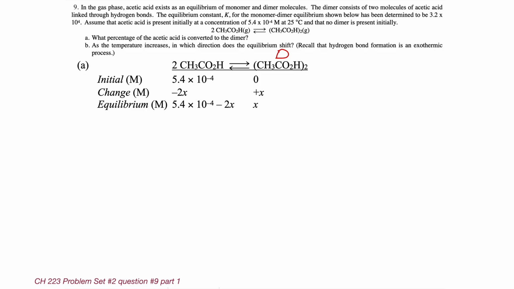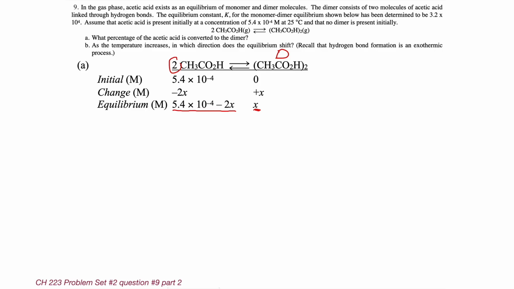Equilibrium means you've got some of both, all right? So at equilibrium, you'll have just X. Now, acetic acid, the monomer, has a 2 in front of it. So for every X that the dimer makes, you'll have 2X of the monomer used up. So at equilibrium, 5.4 times 10 to the minus 4 minus 2X is how we describe this acetic acid monomer, and X is the dimer.